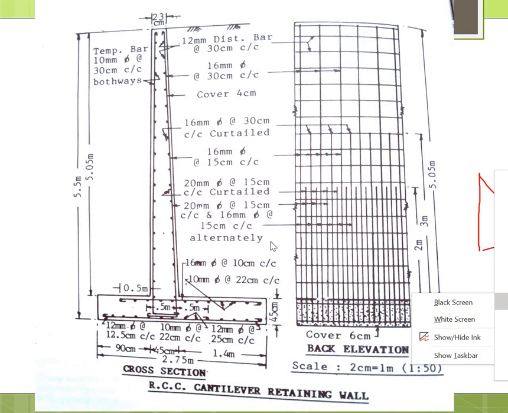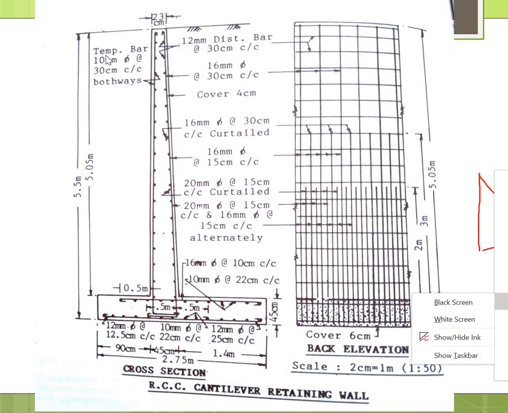Here you can see there are 20 mm diameter bars at 15 cm center to center, curtailed at a height of 2 meters. After that, 20 mm diameter bars at 15 cm center to center, curtailed at 3 meters. 16 mm diameter bars at 30 cm center to center, curtailed at 3 meters. And the last one, 16 mm diameter bars at 30 cm, which goes to the entire height. So these are the 3 main bars that have been given here. Along with that, 12 mm distribution bars are given.